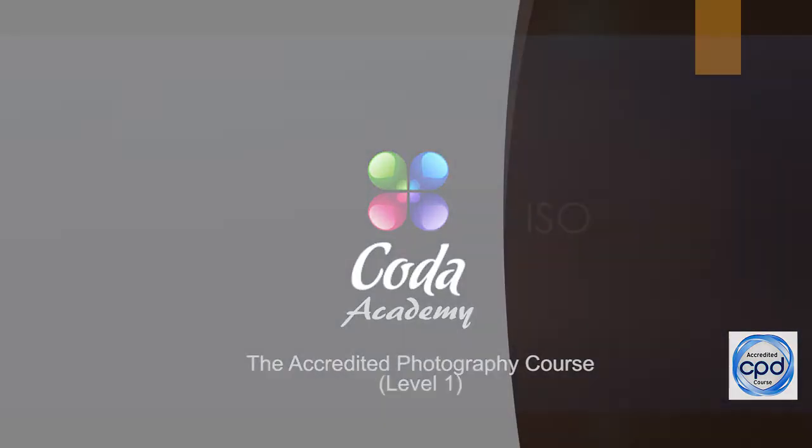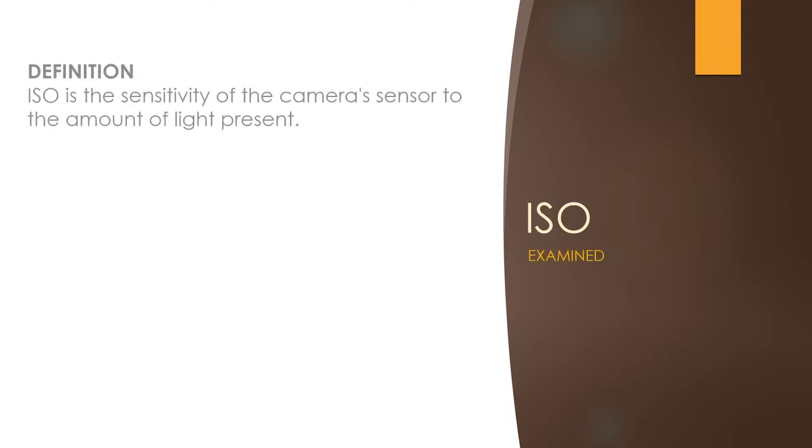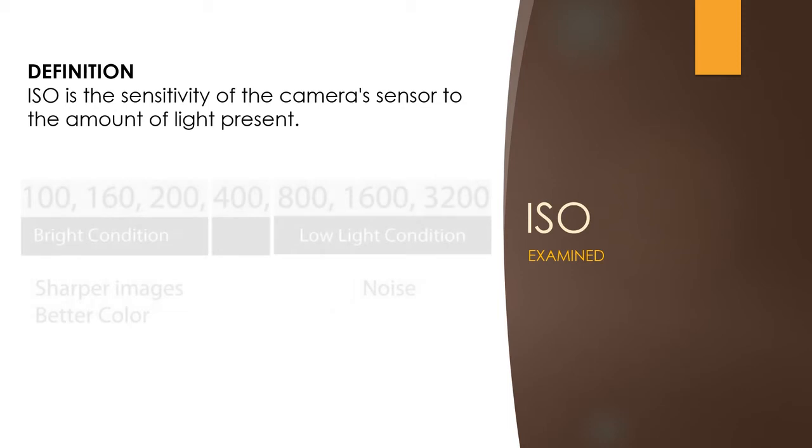Okay, next we're going to talk about ISO. Now, ISO stands for International Standards Organization, and they're the main governing body that sets the sensitivity ratings for the camera sensor. So ISO is the sensitivity of your camera sensor to the amount of light that is present. Now, a higher ISO, a higher sensitivity, a lower ISO, a lower sensitivity.